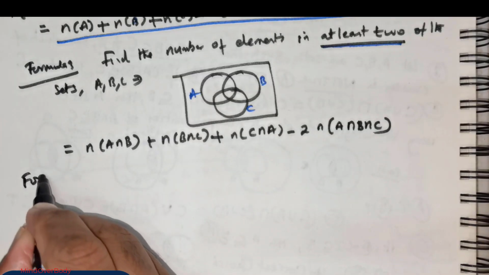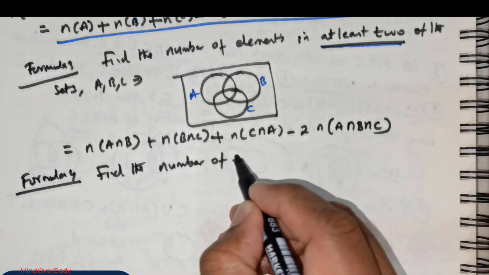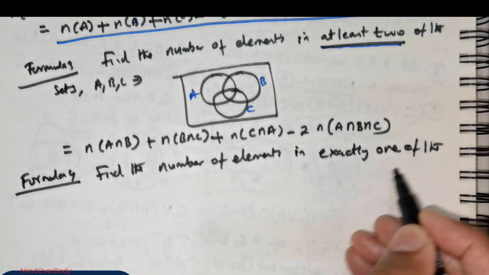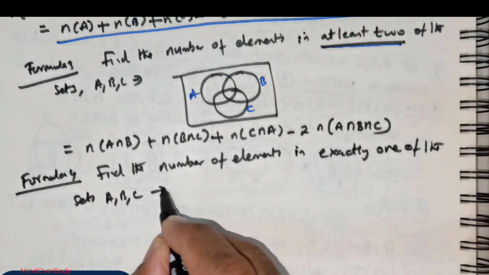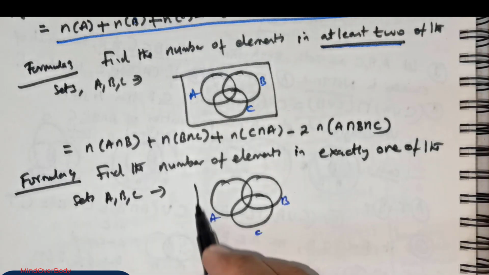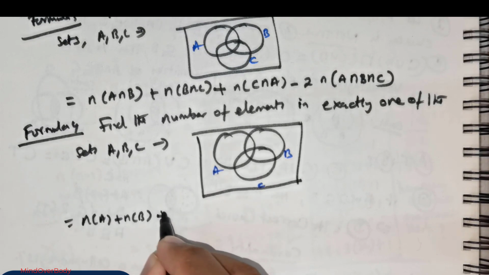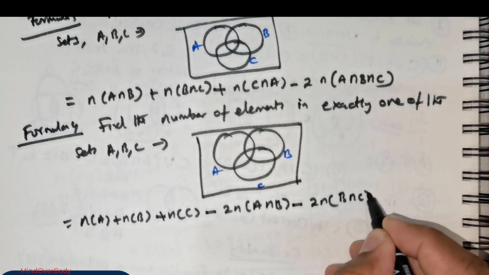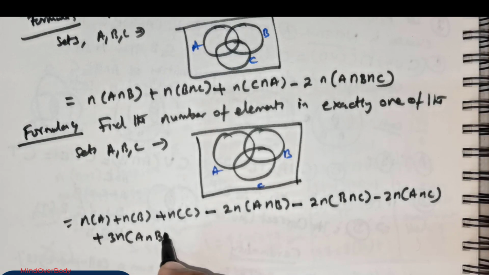Now you got the fourth formula. The fourth formula is find the number of elements in exactly one of the sets. Now we started with two of the sets and now we are reaching one of the sets. The sets are A, B, C, and that there is an intersection that is occurring. So this is A, this is B, this is C, and the required formula is n of A plus n of B plus n of C negative 2 times n of A intersecting B negative 2 times n of B intersecting C negative 2 times n of A intersecting C plus 3 times n of A intersecting B intersecting C.